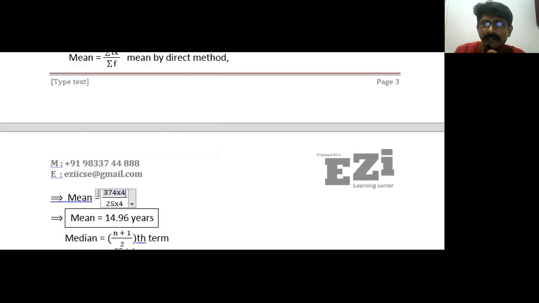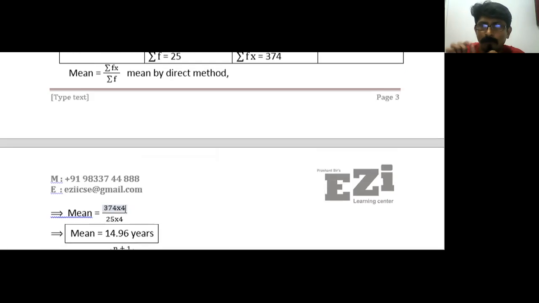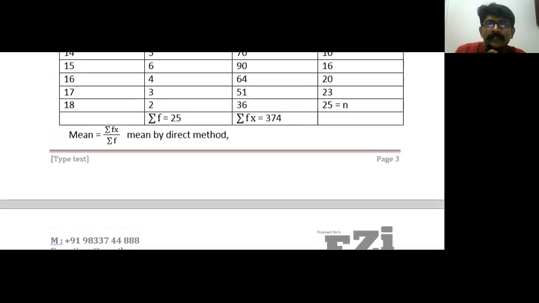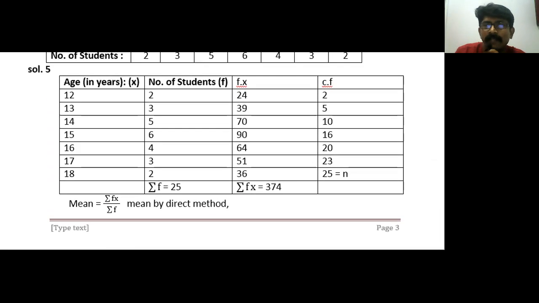And now, students, it's time to calculate the median. I hope you finished writing till here. If you haven't written, no problem. Students, I'll give you that full page towards the end of the sum, and then you can copy paste. You can pause the video and copy paste. Now it's time to move further to calculate the median. How to calculate the median?